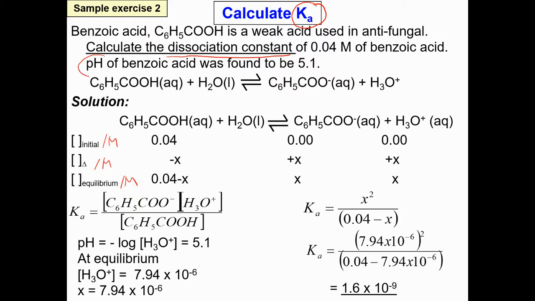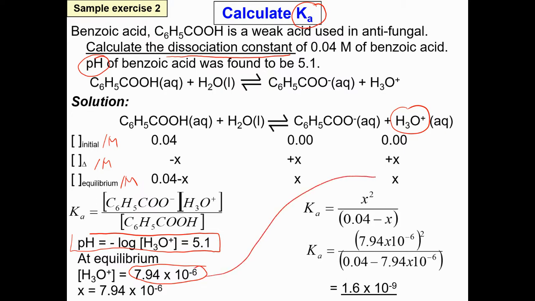What else is given? Another one is pH is given. pH given means that we will know the concentration of H3O plus. So if we look at here, pH equals negative log H3O plus equals 5.1. Therefore, H plus equals 7.94. So this one is the X. Then after that we can start to find Ka. So substitute the value inside, then we will get Ka.